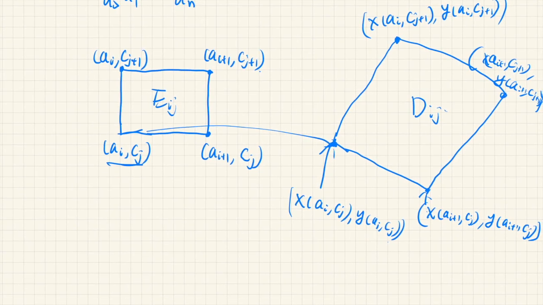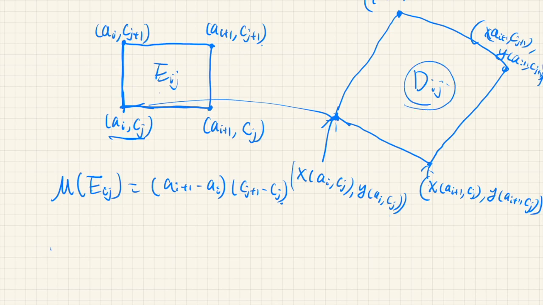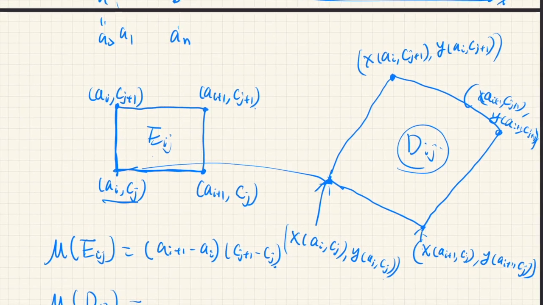Now the area of this EIJ, we represent the area by this function mu. The area of EIJ is this length times this length, right? So that is AI plus 1 minus AI, times CJ plus 1 minus CJ. And what's the area of DIJ? That is not straightforward, but we make some approximation to make things easier.